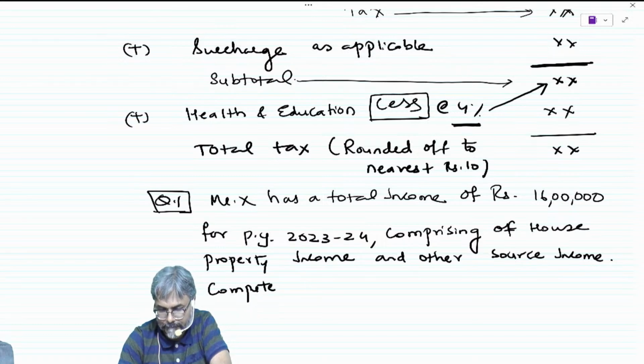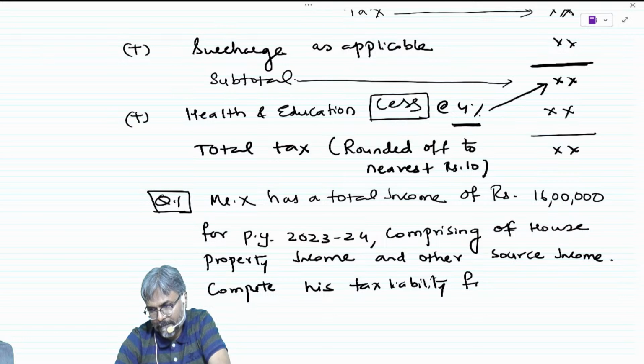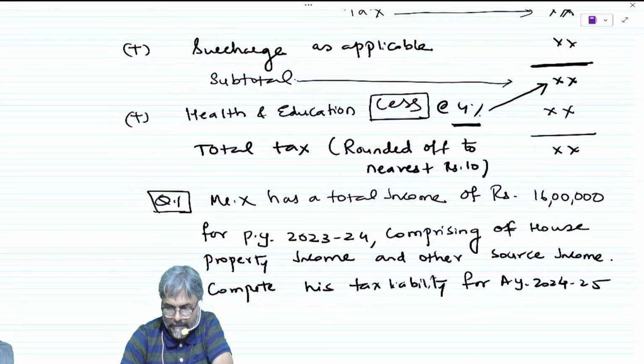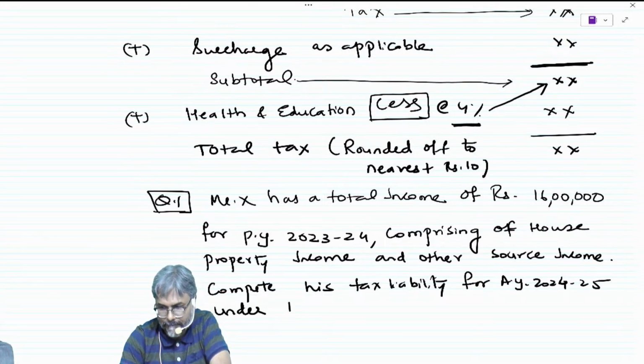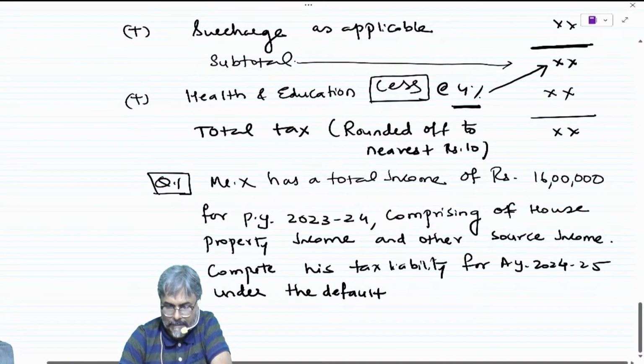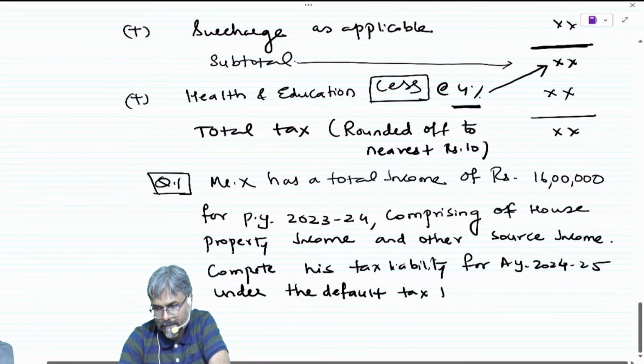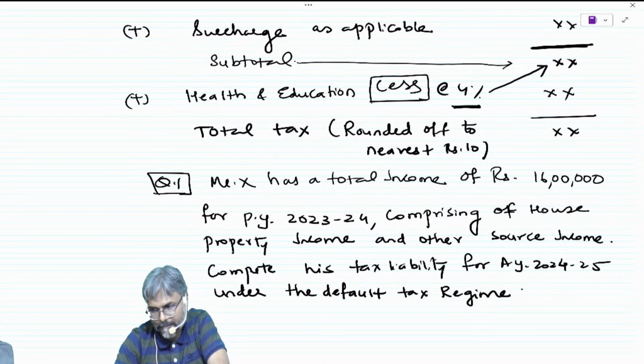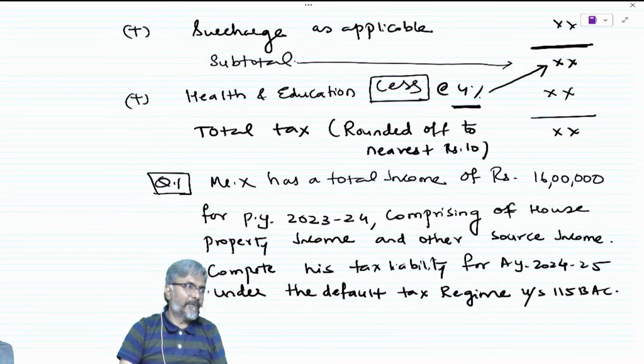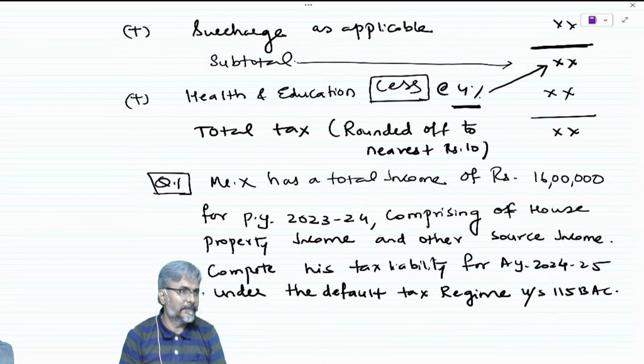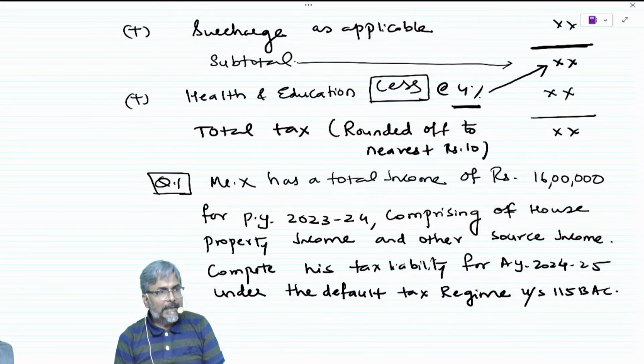Compute his tax liability for assessment year 24-25 under the default tax regime under section 115 BAC. All of you get started with this.